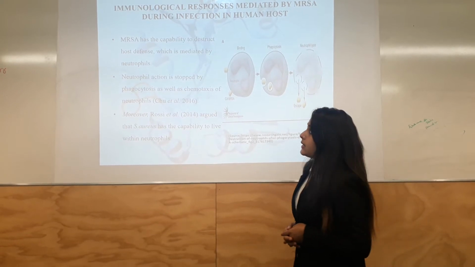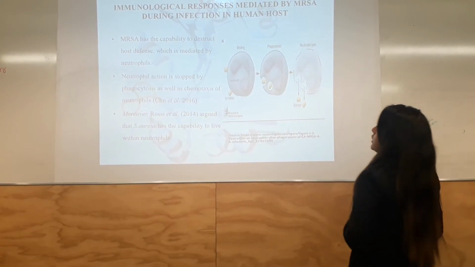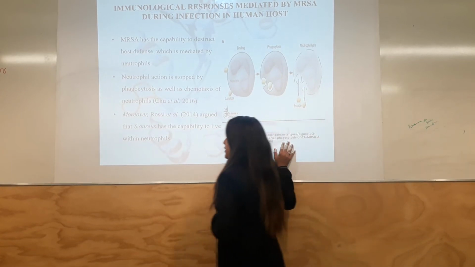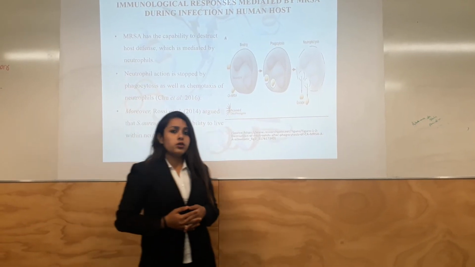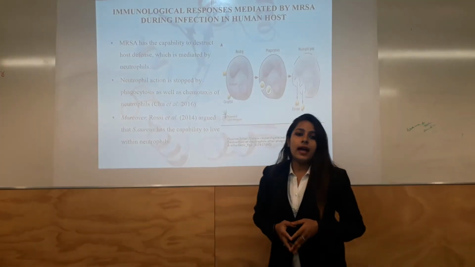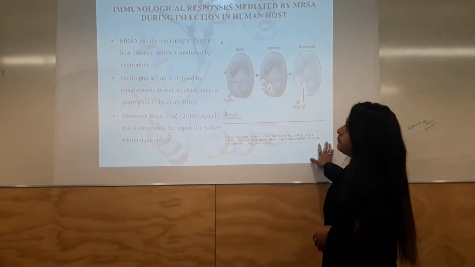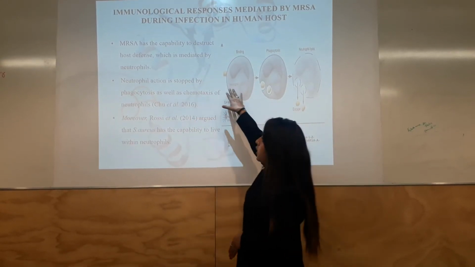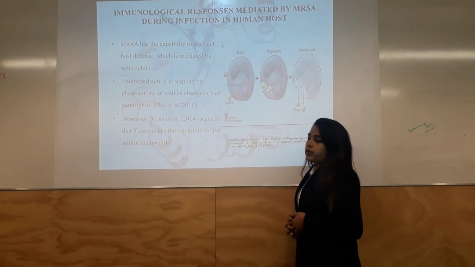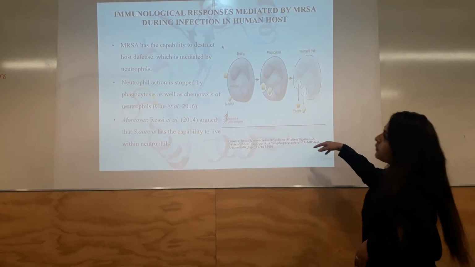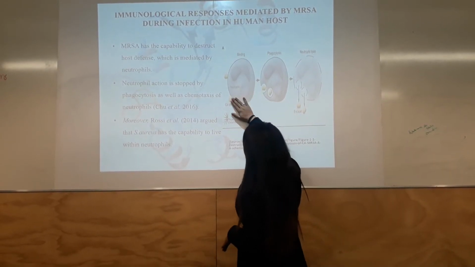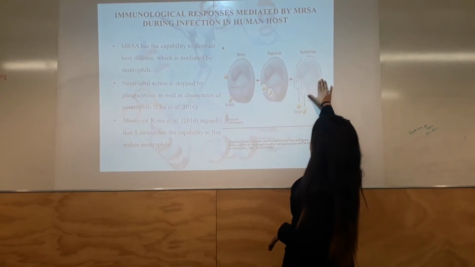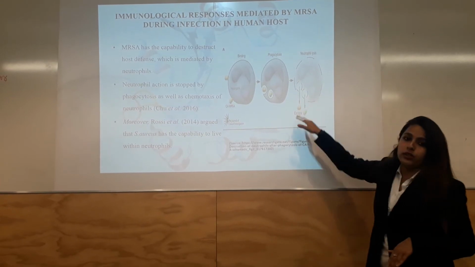Now my next slide is on the immunological response mediated by MRSA during infection in the human host. As we all know, MRSA causes infection in the human host because it is resistant to many antibiotics. To explain this, we know that MRSA has the capability to destroy host defense which is mediated by neutrophils. As we see in the diagram, the neutrophils bind the MRSA, which causes phagocytosis, and the bacteria escape from the cell body.